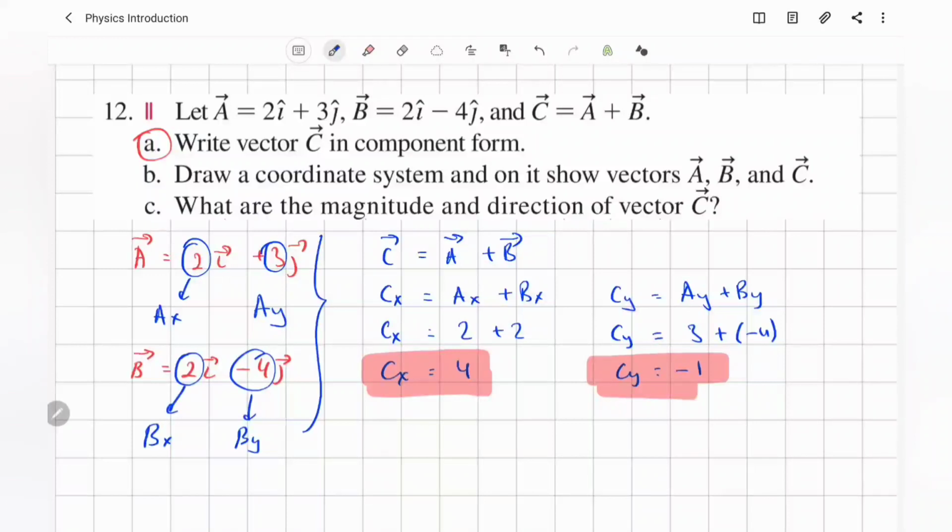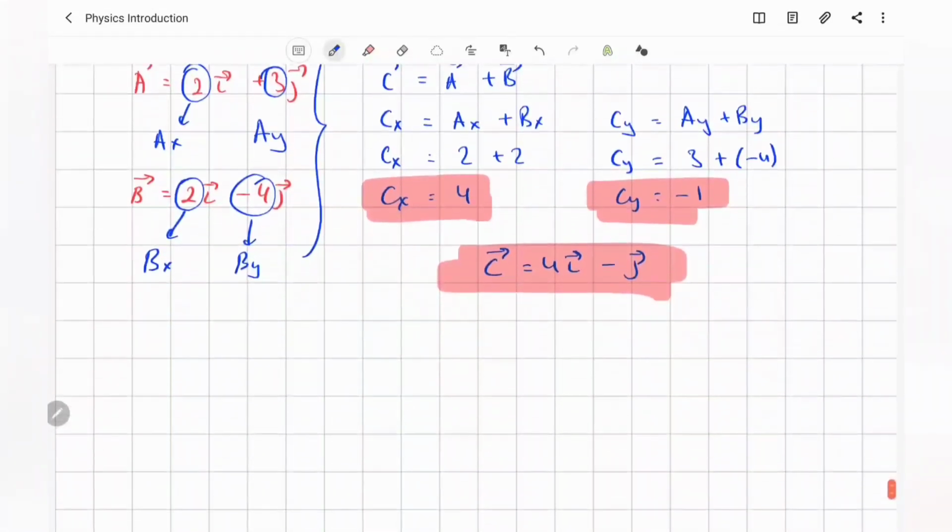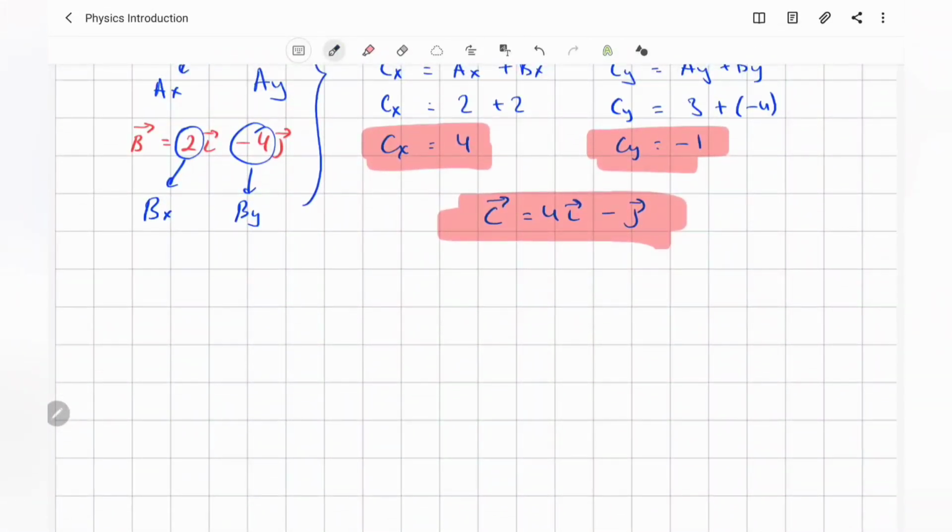Now the second part says draw a coordinate system and on it show vectors A, B, C. Okay, so first of all let me finish the first part. So C vector equals 4i minus 1j. There is no need to write 1, it's just j. So now the second part, we need to draw a coordinate system. As usual, x is positive to the right side, y is positive upward. So this point is 0.